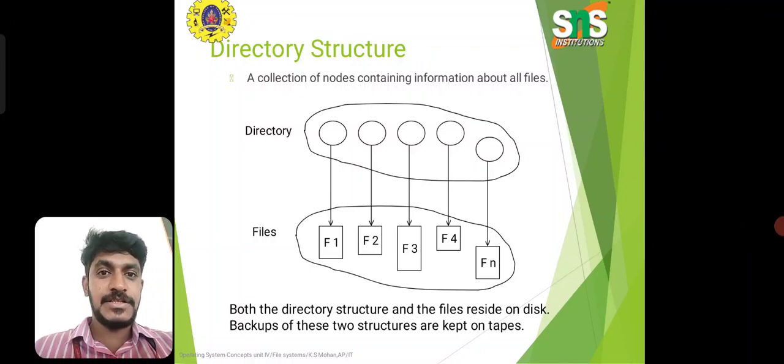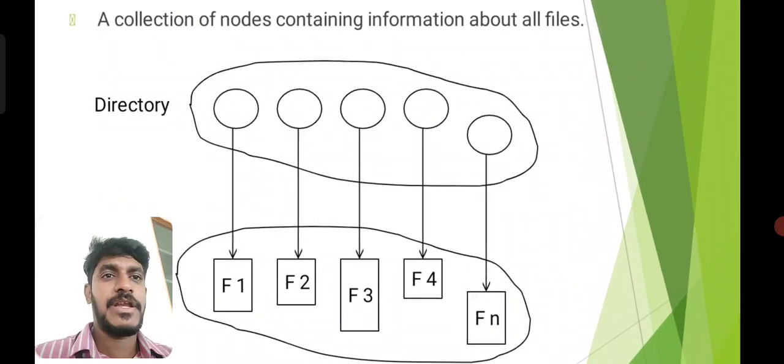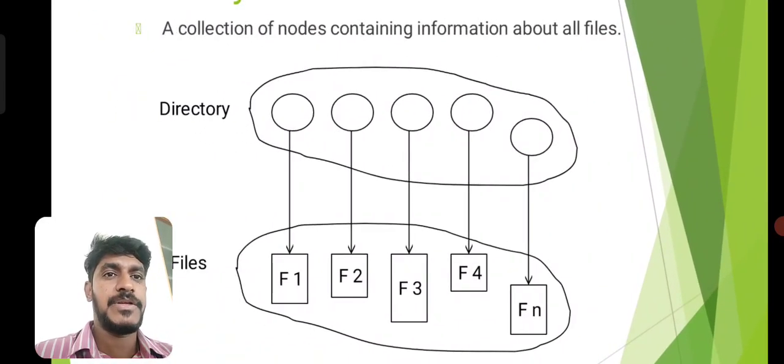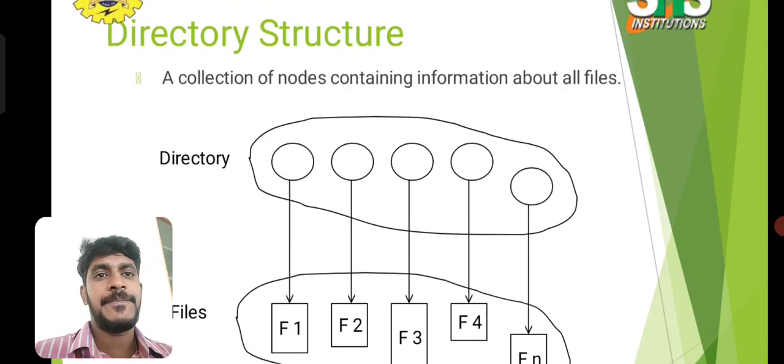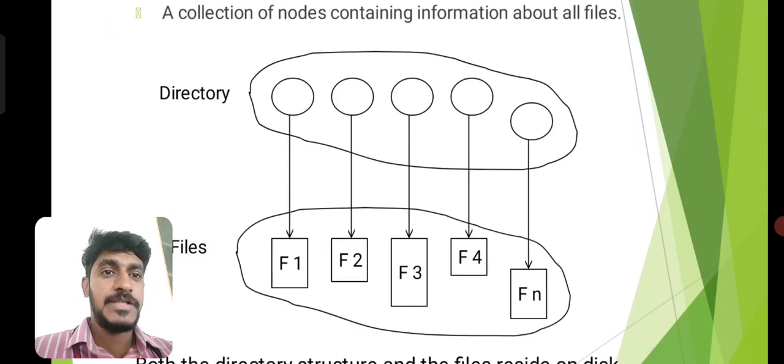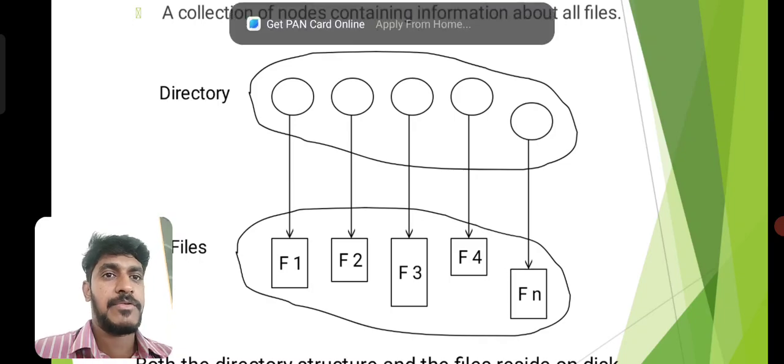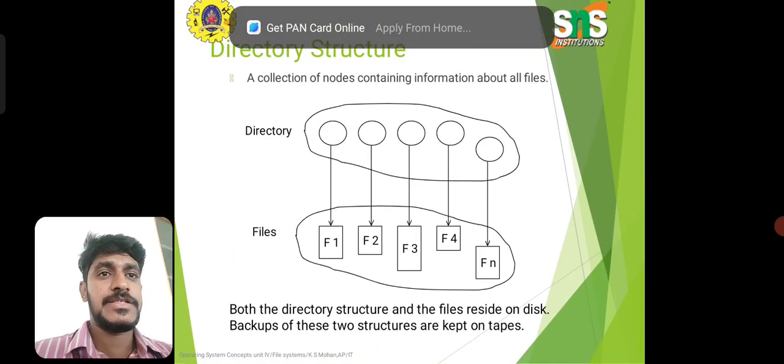This is a directory structure. Directory structure is in the file concept. The important concept is the directory structure, how the directory structure is used for the file system and file concepts. In this picture we can see a collection of nodes containing information about all the files. That is a directory: different nodes containing the information about the various files available in a particular storage. So in the directory we have the files F1, F2, F3, F4, F5 up to n number of files. We have these kinds of files in a directory structure.